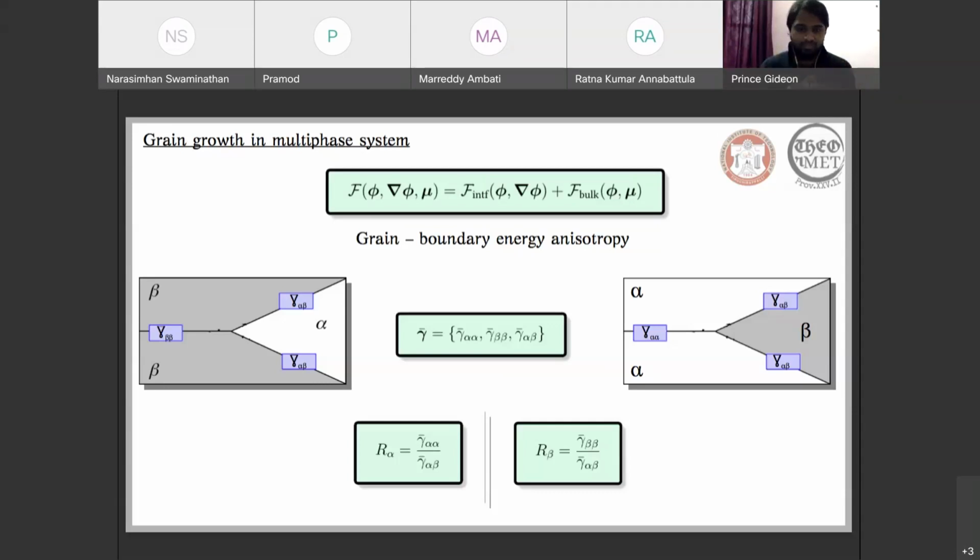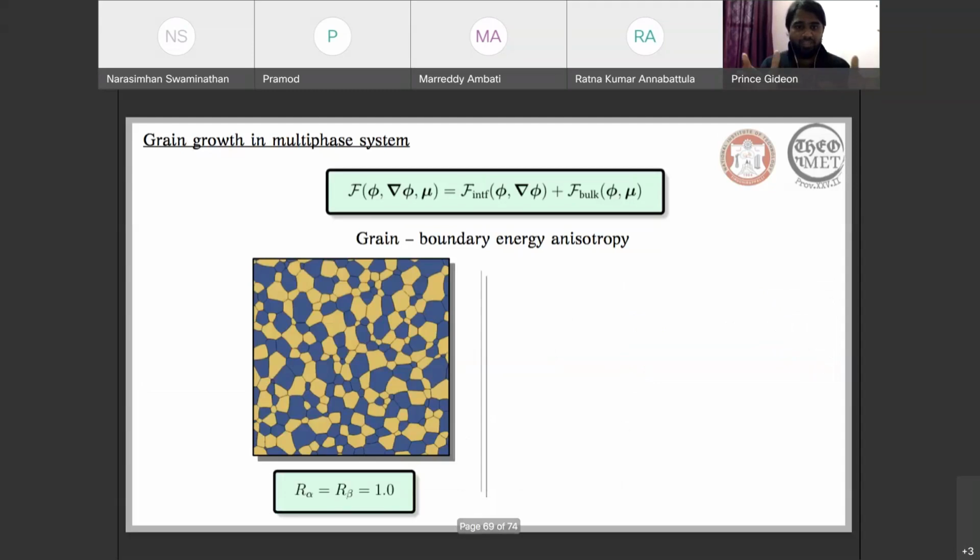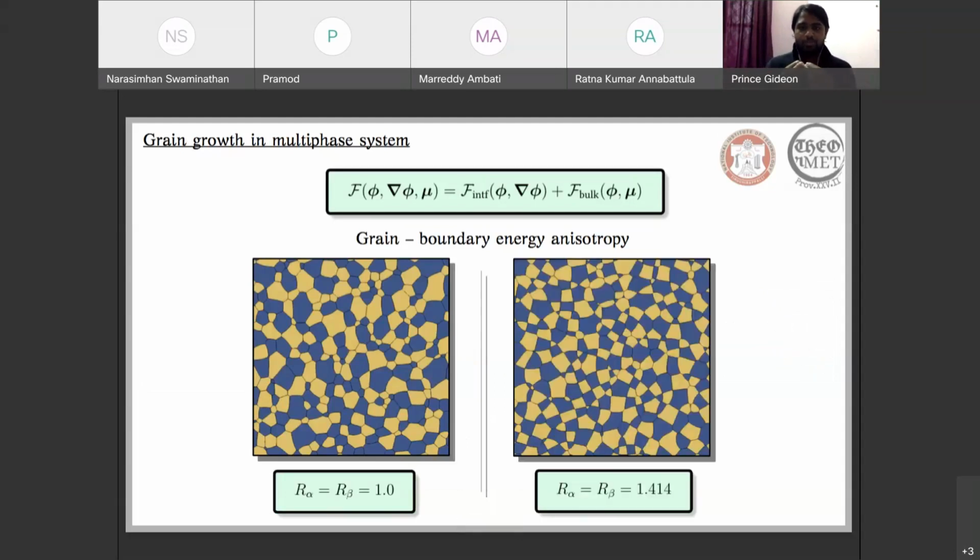For that, we can consider constants like R alpha and R beta, and supposing we assume they are equal to 1, the model renders a microstructure which comprises characteristic features like grain boundaries and triple junctions. However, when we introduce a certain degree of anisotropy, then in addition to the triple junctions, we are able to observe junctions wherein 4 grain boundaries meet. And these junctions are referred to as quadruple junctions.